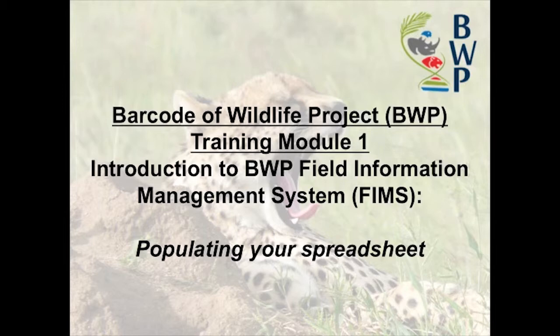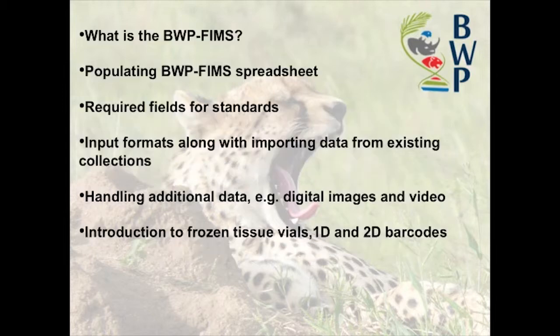The aim of this video is to introduce you to the Barcode of Wildlife Field Information Management System, otherwise referred to as the FIMS. In this video, we will be covering the topics outlined above, specifically: what is the BWP FIMS, populating the BWP FIMS spreadsheet, required fields for standards, input formats along with importing data from existing collections, handling additional data, for example digital images and video, and an introduction to frozen tissue vials, 1D and 2D barcodes.